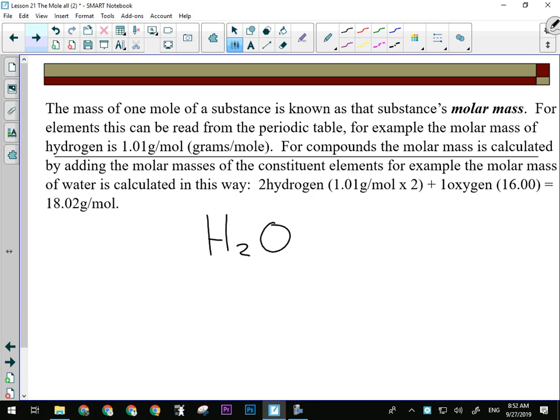2. All right, so I just go 2 times 1.01 grams per mole, and then I add that to the molar mass of oxygen, which on your periodic table is 16. There's only 1 oxygen here, so we got 2 times 1.01, which is 2.02, plus 16 is 18.02 grams per mole. So what that's telling me is that if I had 6.02 times 10 to the 23 water molecules, I would have 18.02 grams of water.